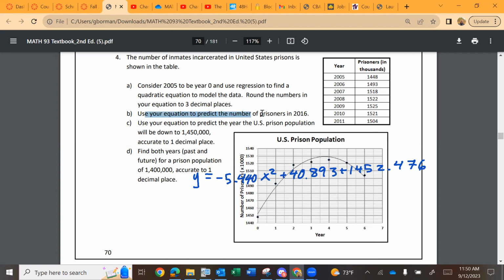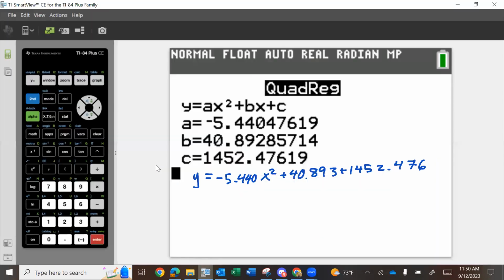Now part B, use your equation to predict the number of prisoners in the year 2016. Let's see, how many years beyond 2005 is that? Oh, that's year number 11. That's what I want to know. Inquiring minds like mine want to know.